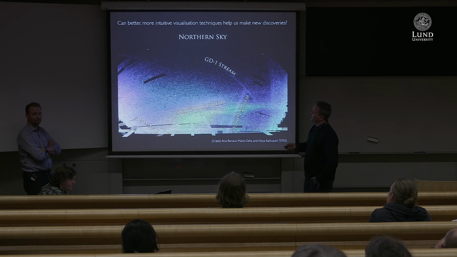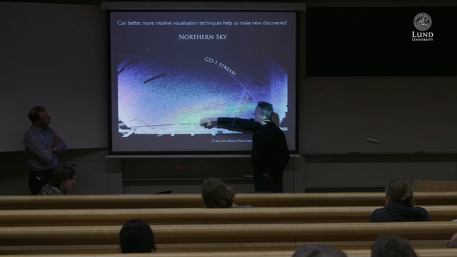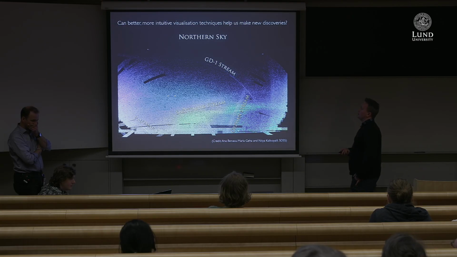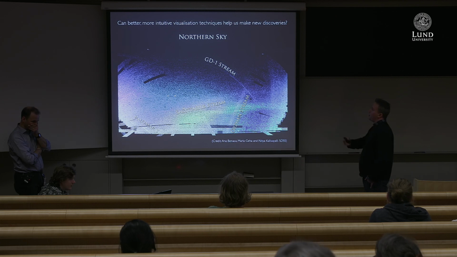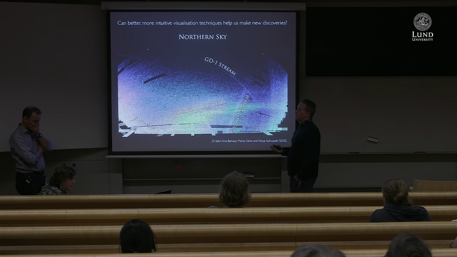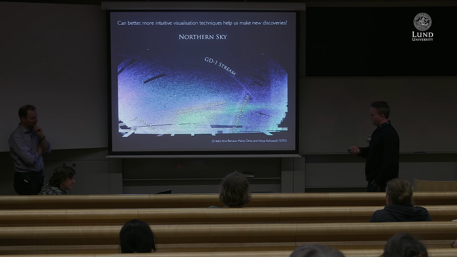If you look at the northern sky here, if you squint a bit, you see a lot of these streaks on the sky. And there are probably many more out there than we see here. Developing stream finders is not an easy task. So, for example, one thing that could come out of visualization techniques would be to detect streams with basically human vision, more or less. And we want to explore this for sure.